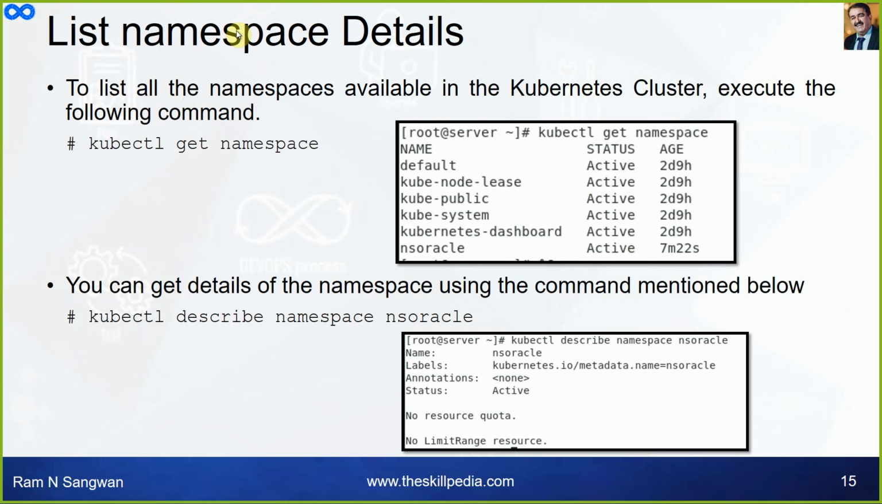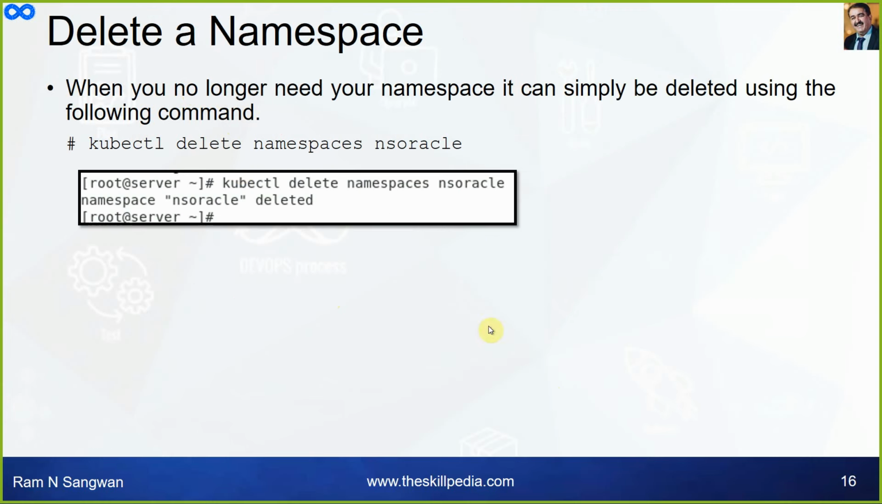To get more comprehensive details about a namespace, to list all the namespaces available in the Kubernetes cluster, you can use kubectl get namespace. Then to get details about a namespace, you can use describe namespace, namespace name. Deleting is quite simple: kubectl delete namespace, namespace name.